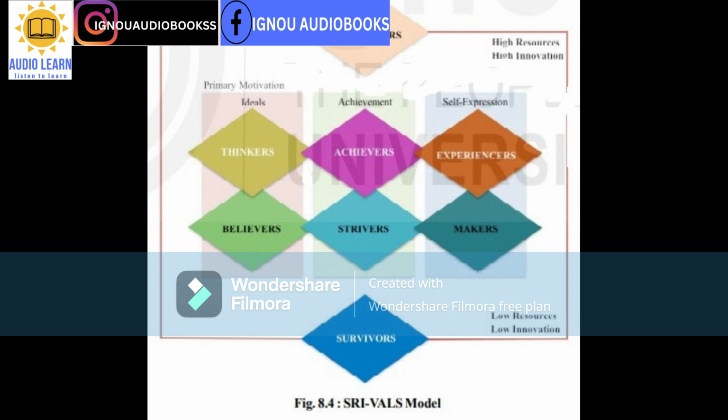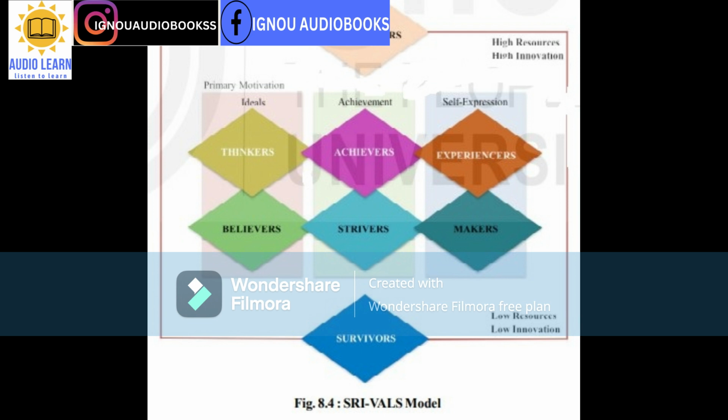The original VALs system was built by consumer futurist Arnold Mitchell to explain the changing values and lifestyles in the 1970s in the United States. The Stanford Research Institute, SRI, refined the research tool and now uses VALs to help businesses segment on the basis of personality traits.